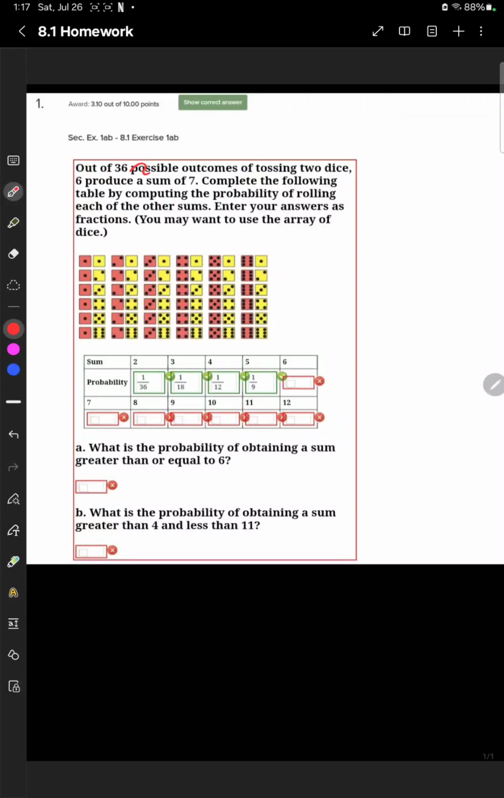This is a pretty straightforward probability problem. You have 36 possible combinations when you roll 2 dice, and here they are, all listed out for you. It says 6 produce a sum of 7. Okay, cool. And then it wants you to complete the following table by computing the probability of the following.